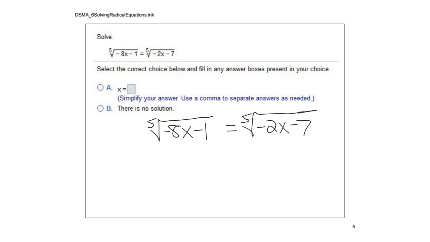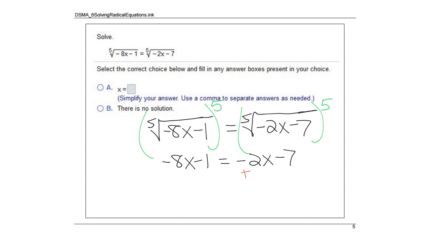And so all we have to do is raise both sides to the power of 5. Remember, these have to match. It does not matter what the index is, but the exponent has to be the same. So at this point, because we have an index and an exponent matching, we get to lose the radical. And now we're going to have to clean things up. So I'm going to go ahead and add 2x on this side.